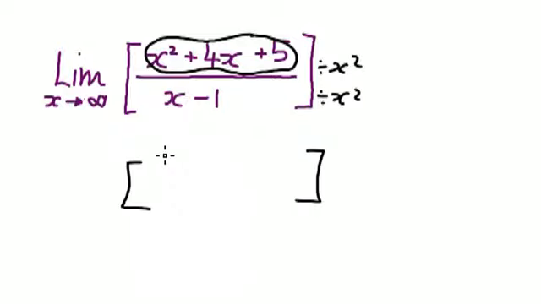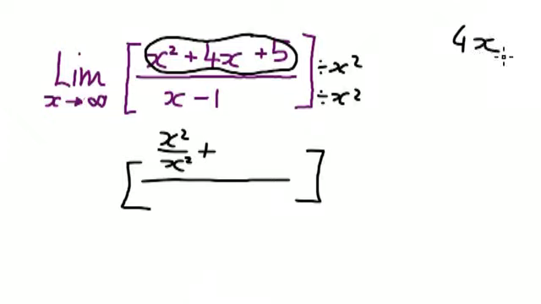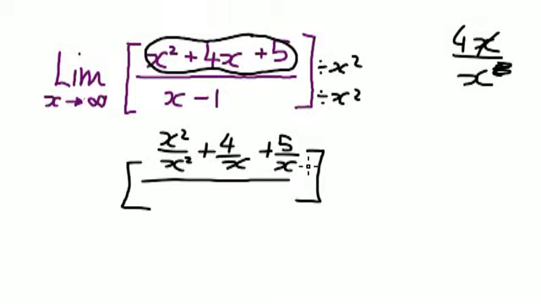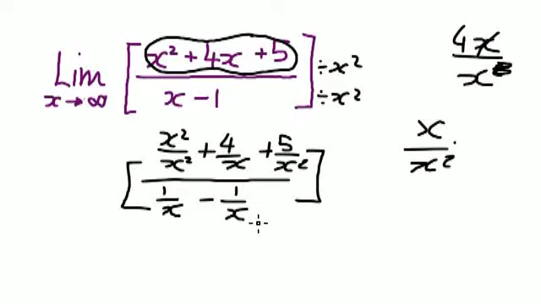Hang on. Is x squared over x squared. That's this term here, and then you've got plus 4x over x squared. So that's 4 over x. Okay, 4 over x, and then you've got 5 plus 5 over x squared. Okay, so that's this whole bubble here divided by this. Now this bottom bit, x divided by x squared, so that will mean it's 1 over x minus 1 over x squared.